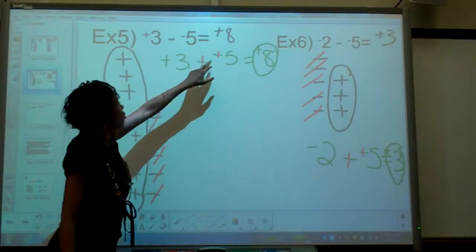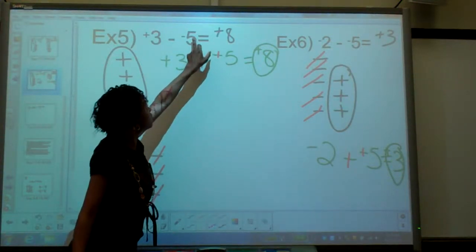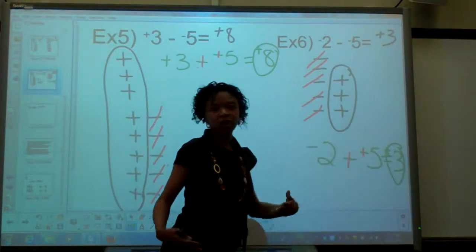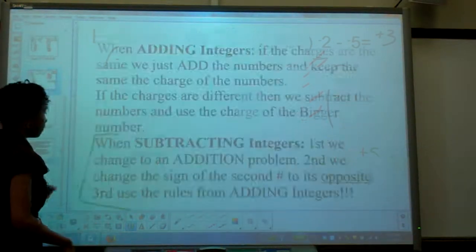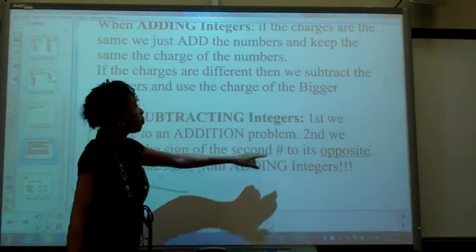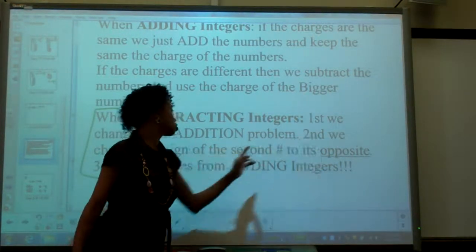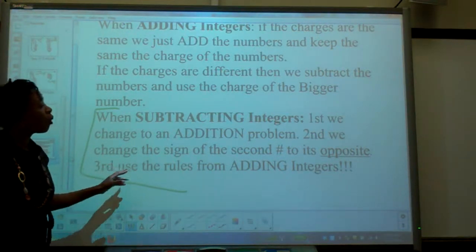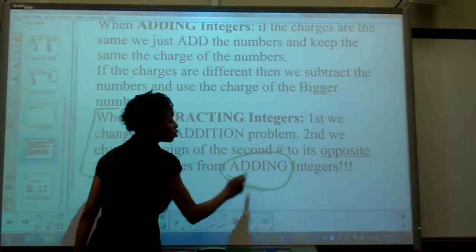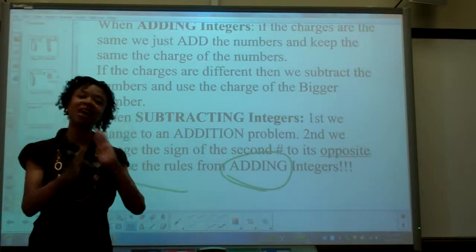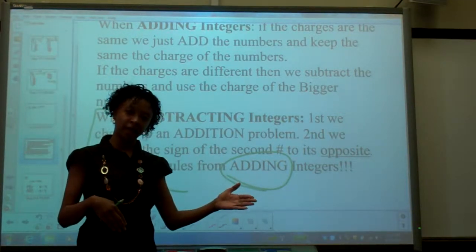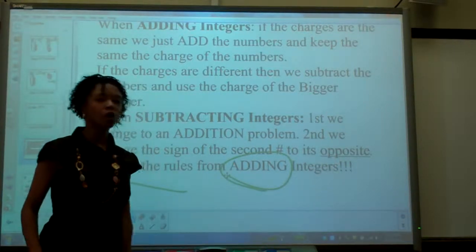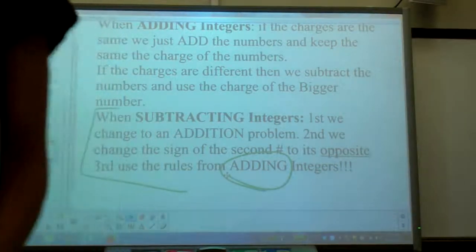We changed the charge of the second number to its opposite. This was negative, it became positive. This one was negative, it became positive. On the other one, if it was positive, it became negative. All right? So step 1, change it to an addition problem. Step 2, change the charge of the second sign to its opposite. The third rule, we're going to use the rules for adding integers. If you're adding integers with the same charge, you just add them. If they have opposite charges, you subtract them and use the charge of the larger number. Go back to the rules for adding integers if you've forgotten.